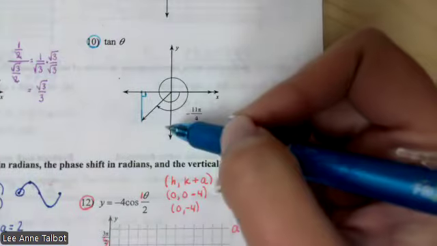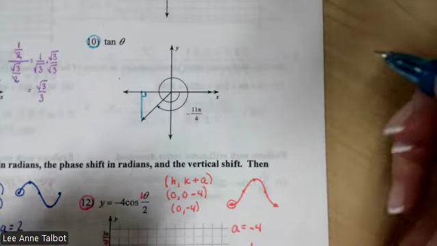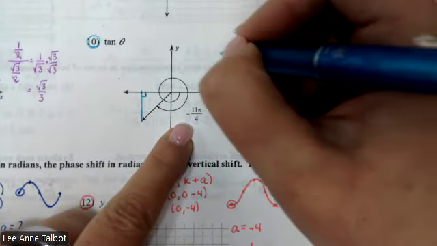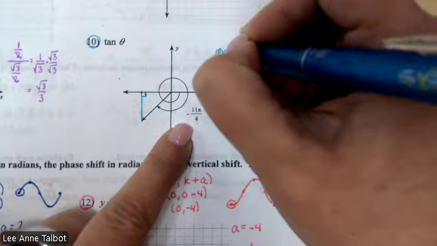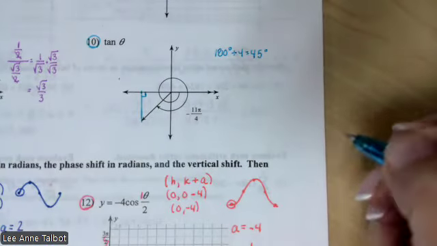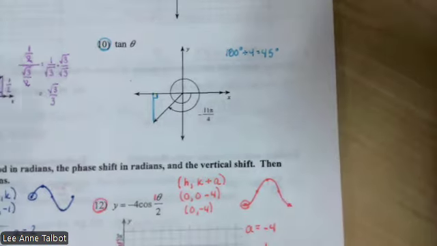Can you tell from the dimensions that it's a 45, 45, 90? Okay, but what if you weren't sure? What could you do? Yeah, so 180 divided by 4 is 45. Just in case you didn't trust yourself for a second, but you should.